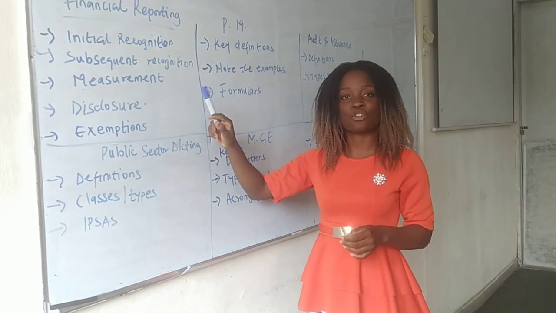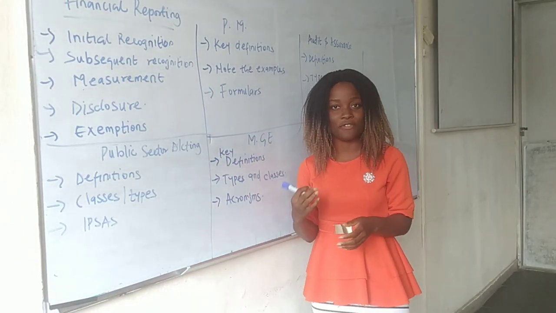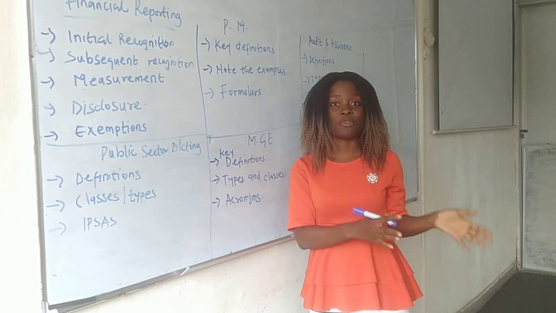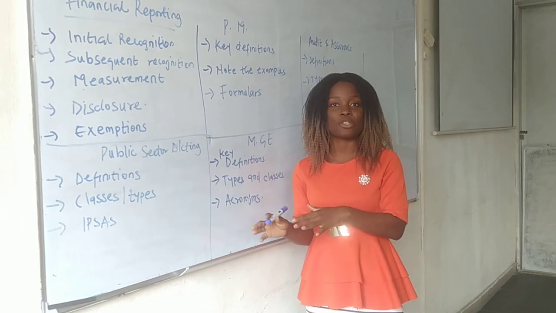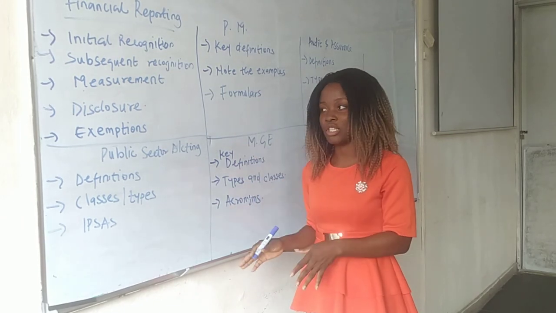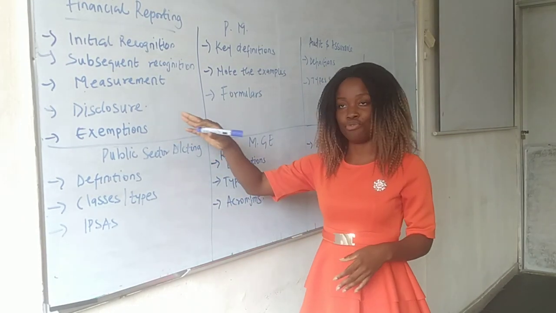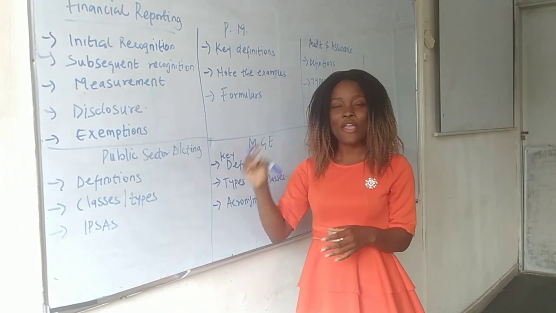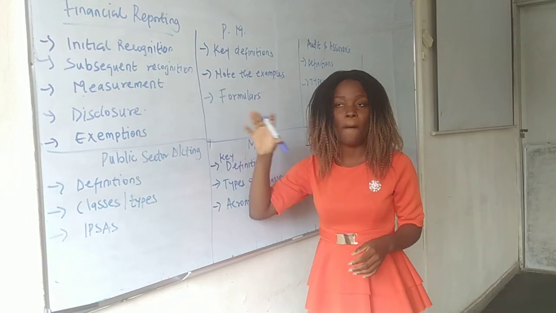Then you have to know disclosure. How is it disclosed? How is it recorded in the financial statement? Does it go to the statement of profit and loss or other comprehensive income, or is it disclosed in the balance sheet? Then if there are some exemptions to the rule concerning a particular standard, you also have to note them. So while you are summarizing, take note of these 4 points.